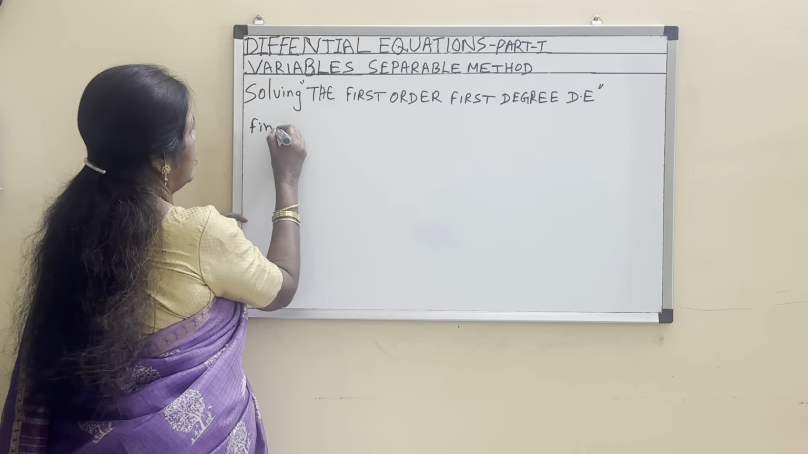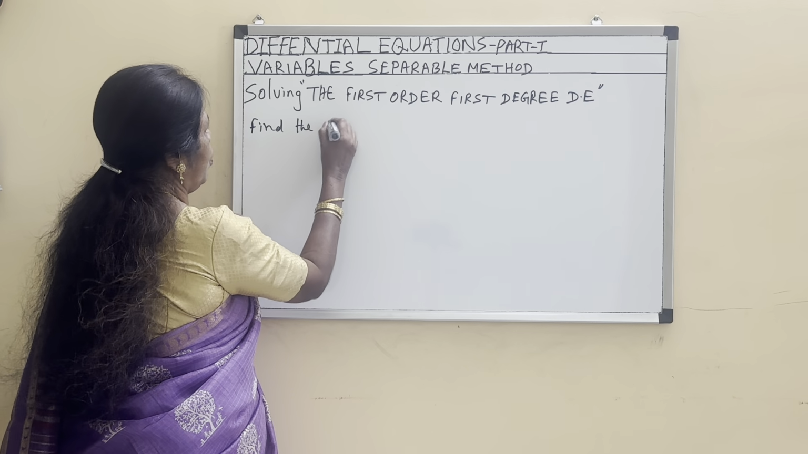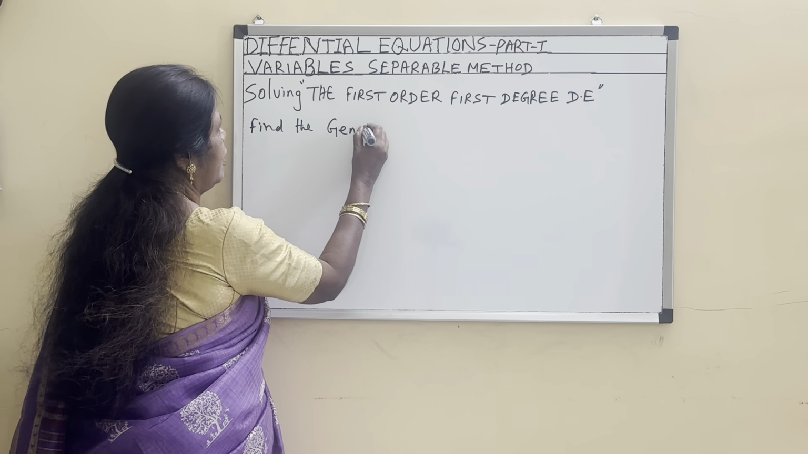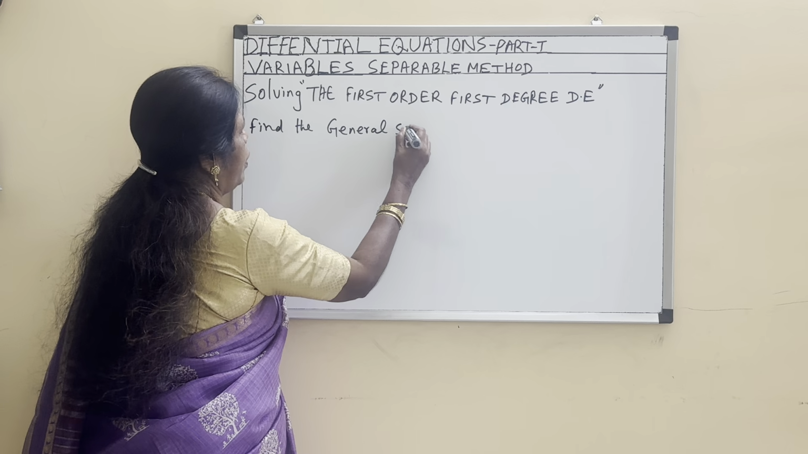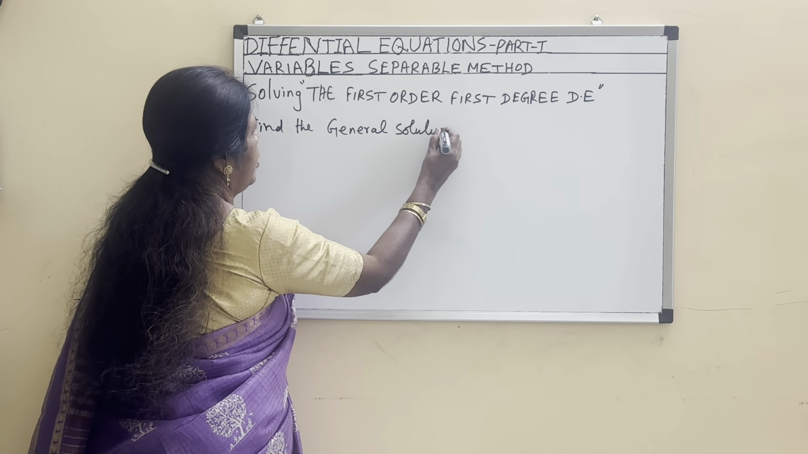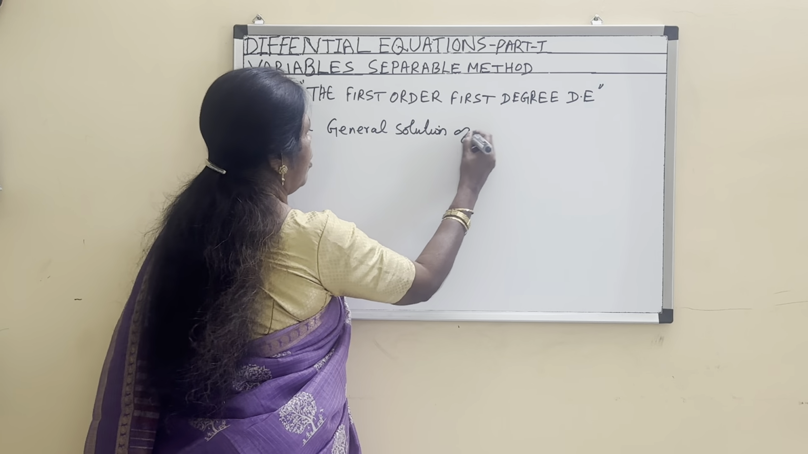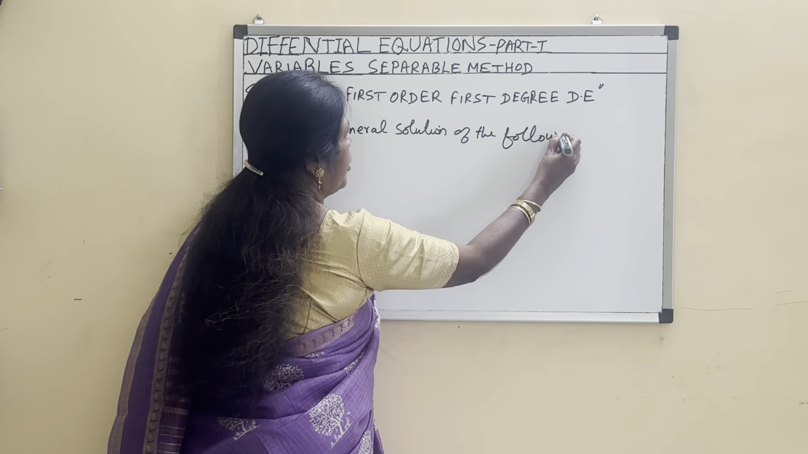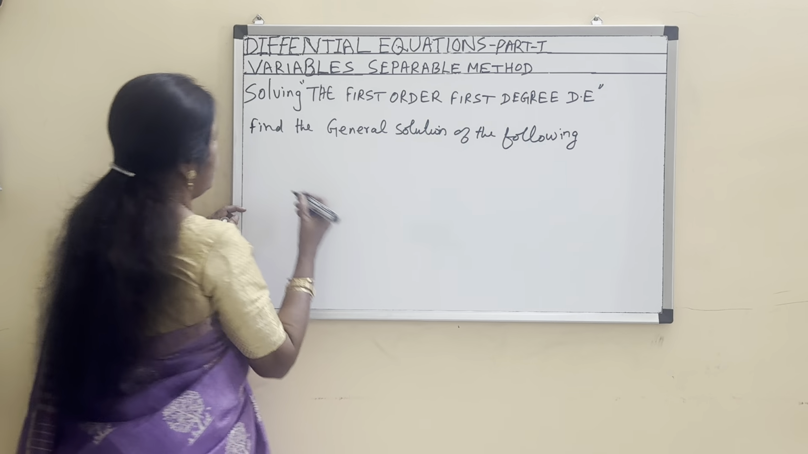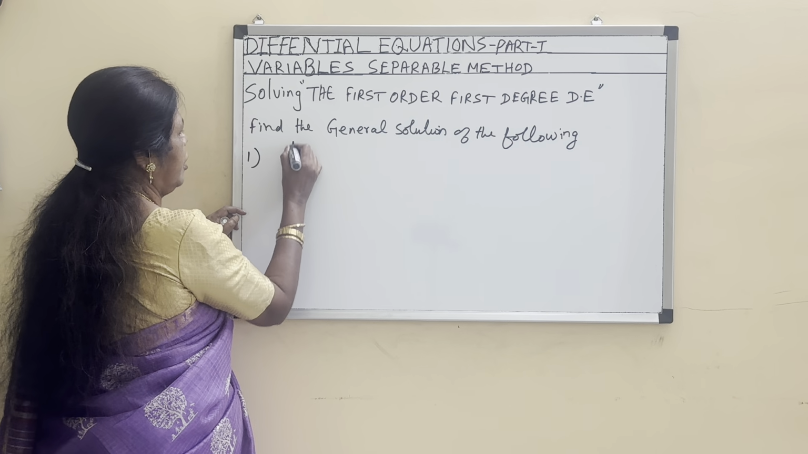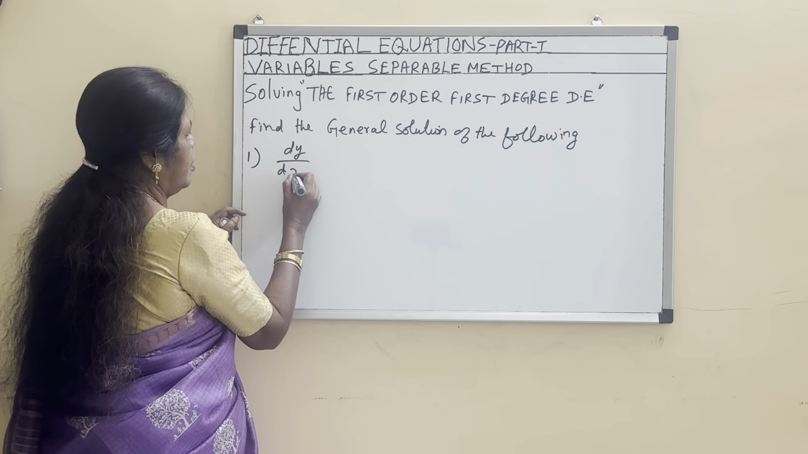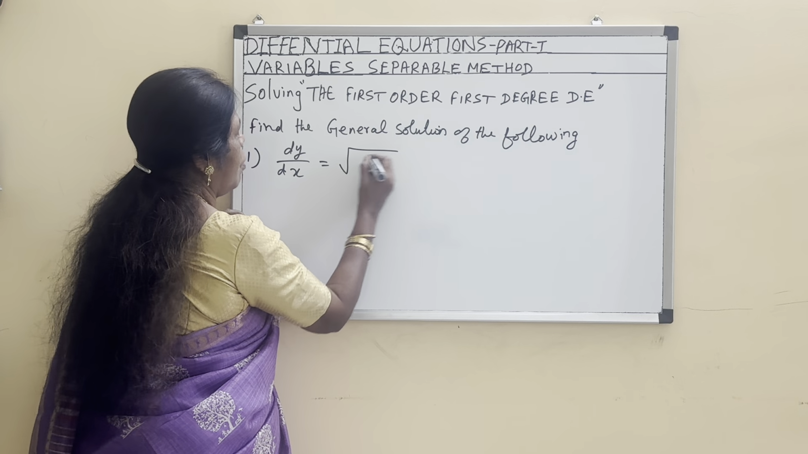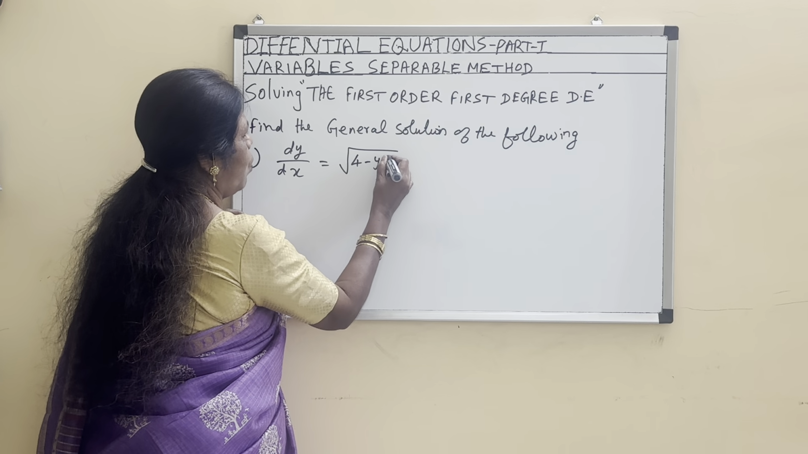Find the general solution of the following. It is variable separable method. So the first question I am selecting is dy by dx is equal to root of 4 minus y square.